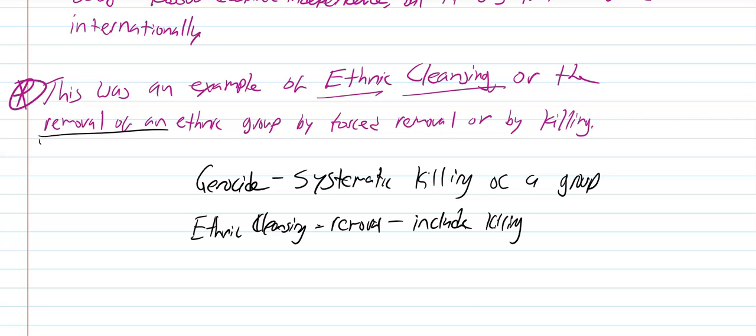So I just wanted to make sure I made that distinction here, that we are not looking at a defined genocide in Yugoslavia. It is an example of ethnic cleansing. There's plenty of other examples of genocide, like in Rwanda, for example. But this is not one of those.